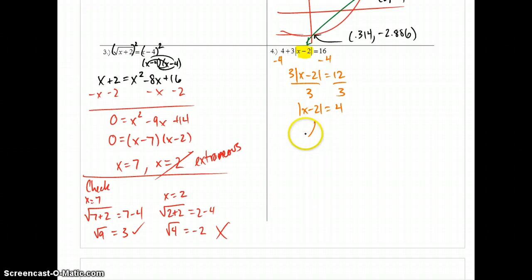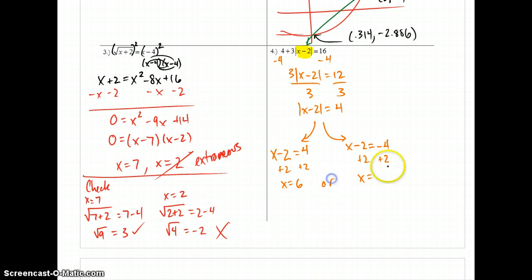Once it's alone, we can make two equations. Whatever is inside of the absolute value could be equal to 4, or whatever is inside of the absolute value could be equal to the opposite of 4. Add 2, you get that x is 6. Add 2, or x could be equal to -2.